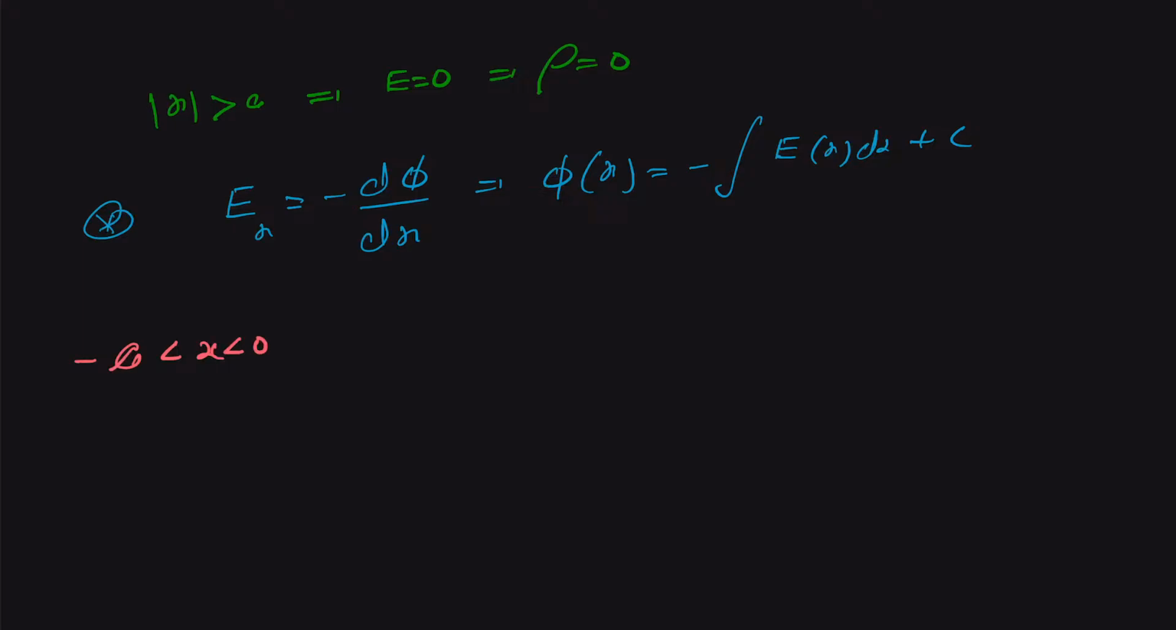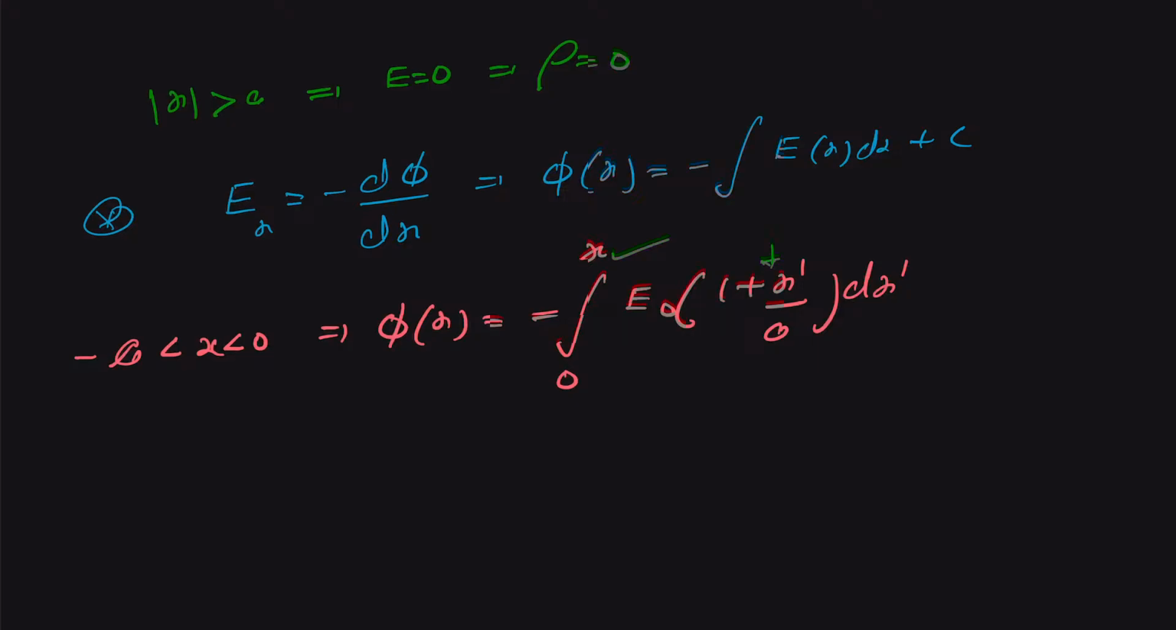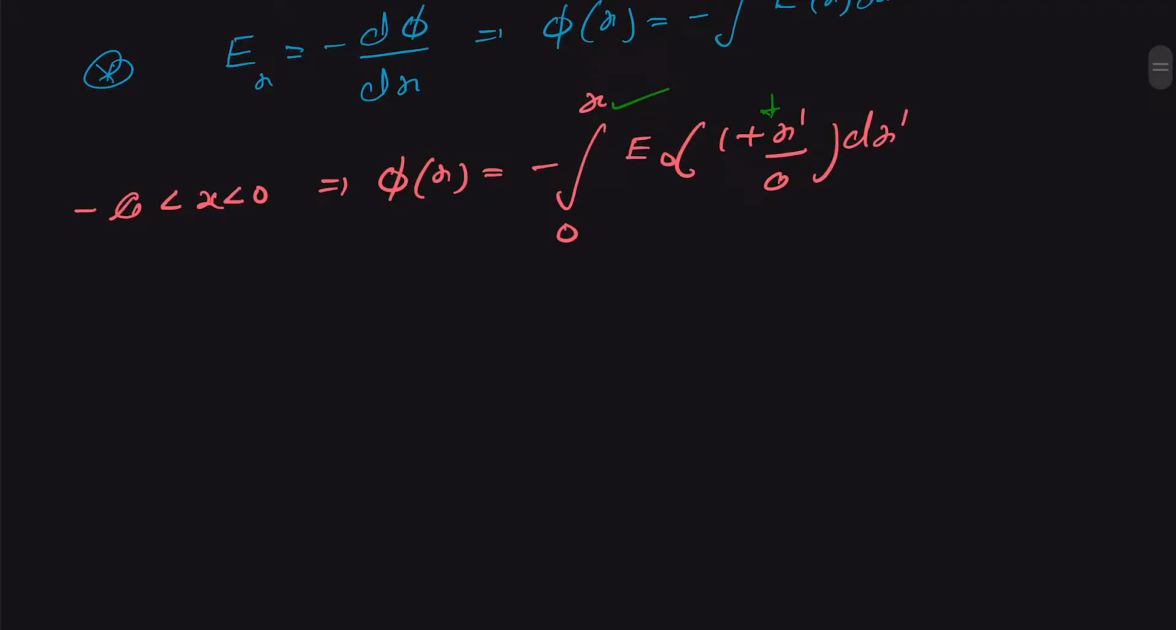So we get this as our potential is equal to minus, and it goes from 0 to x, and our E naught 1 plus x prime upon a and dx prime. In the original equation, this term is our x, but in order to differentiate, because here we are going to substitute the limit, we have simply taken it as x prime. That's the only purpose, like a variable.